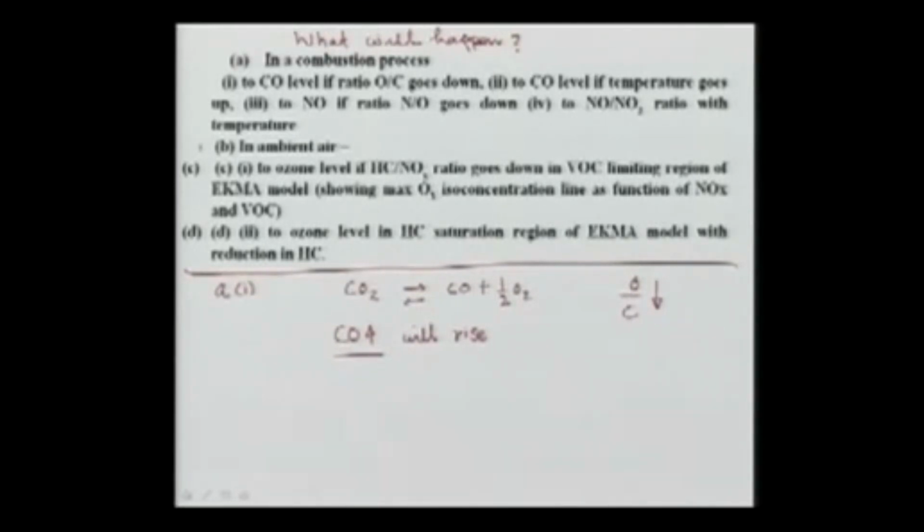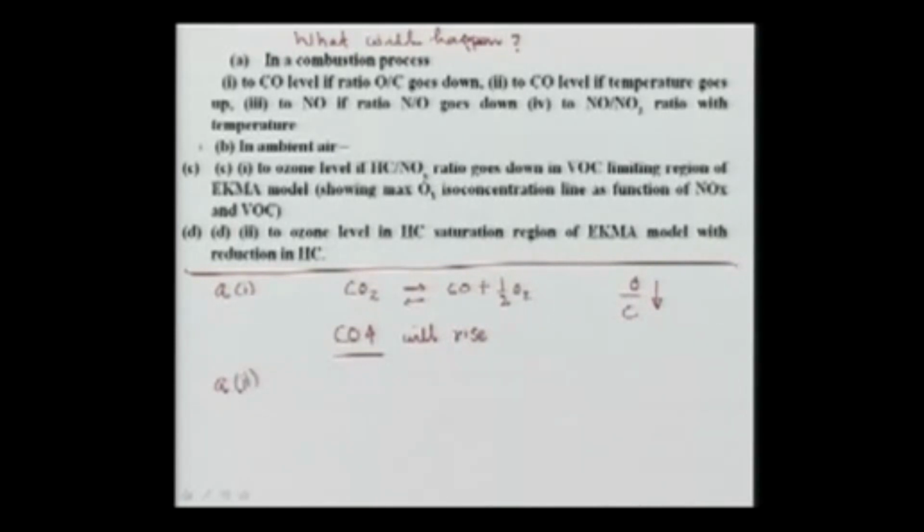Let me do it once again for you, so that there is no confusion about this. As you can see here, again let's write the reaction. In the combustion, what happens? CO2 can be the reversible reaction, it can be CO and oxygen, as you can see here. The question says O by C goes down. O by C going down means oxygen is going down. Then oxygen going down means this level is low. So then the reaction will be in this direction. So the reaction will go this way, we will produce more CO. Is that clear? Okay.